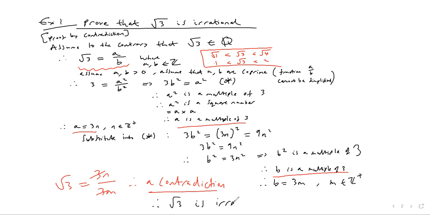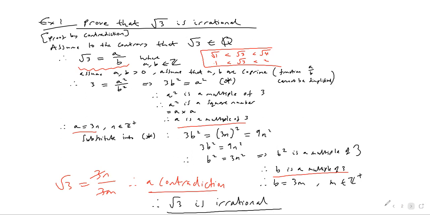Because we assumed to do this calculation there that it's rational. So that assumption can't be true because we've got a contradictory statement at the end here, which contradicts our initial assumption. So the initial assumption can't be true. So therefore, root 3 must be an irrational number. So that's how you would prove that root 3 is irrational.